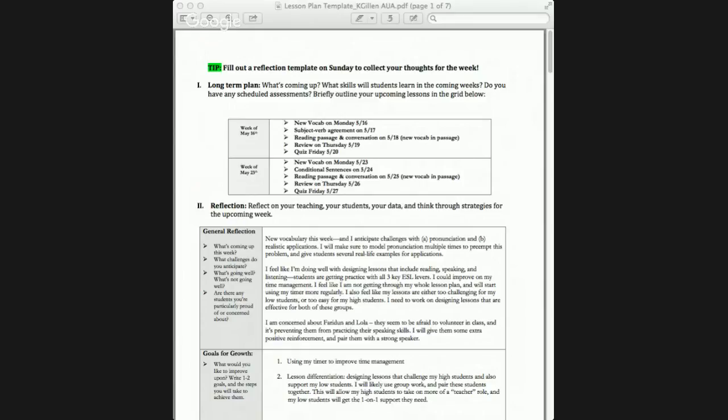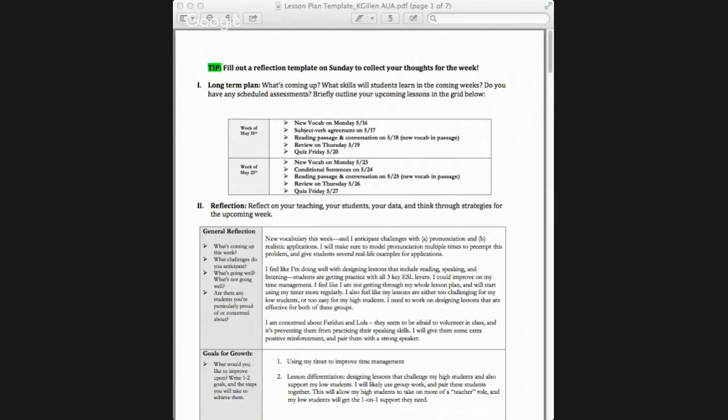What's coming up? What skills do you need to prepare for, so what lessons do you need to prepare for in the coming week? What skills are students learning in the coming week? If you have any scheduled quizzes or tests, that's what I mean by assessment. Assessments are quizzes or tests. Do you have any scheduled assessments? And then you're going to briefly outline your upcoming lessons in this grid.